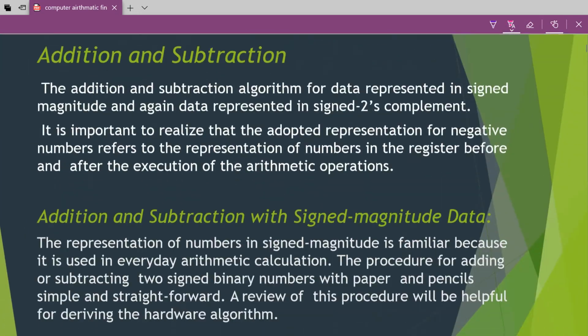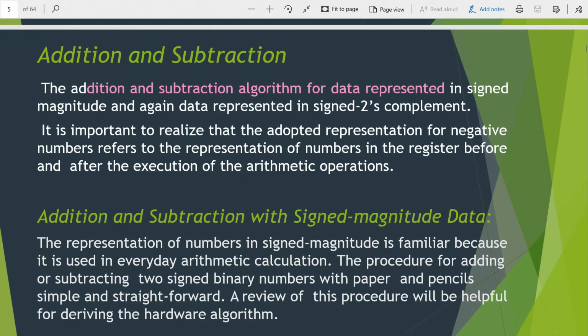See here, addition and subtraction. The addition and subtraction algorithm for data represented in signed magnitude, and again data represented in signed 2's complement. Here signed magnitude, in the sense, what is meant by signed here? Signed in the sense we are going to consider here positive numbers and also negative numbers.